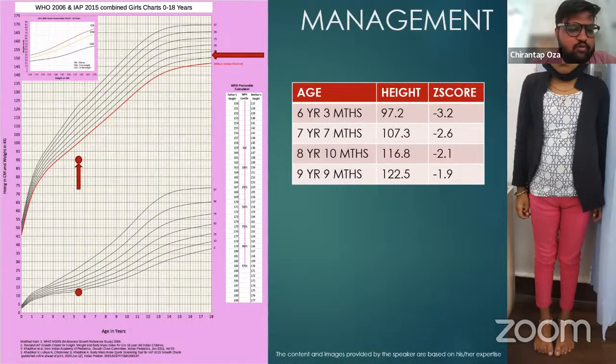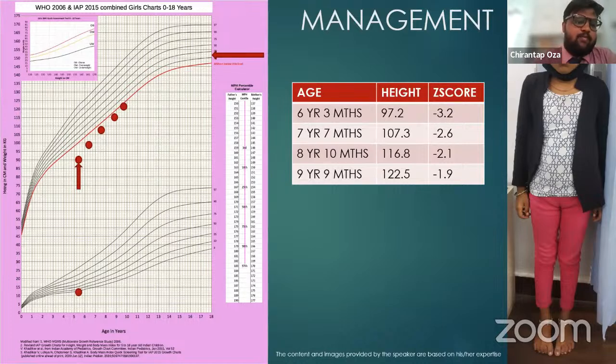So we started the growth hormone at age of 5.5 years with height of 91 centimeter. So at 6 years, 3 months, her height was 97.2, which is a Z-score of -3.2, an improvement of 0.6. Then at 7 years, 7 months, her height was 107.3 centimeters, which is a Z-score of -2.6. At 8 years, 10 months, her height was 116.8 centimeter, which is a Z-score of -2.1. And at 9 years, 9 months, her height was 122.5 centimeter, which is a Z-score of -1.9.